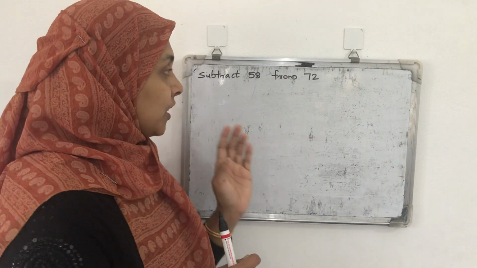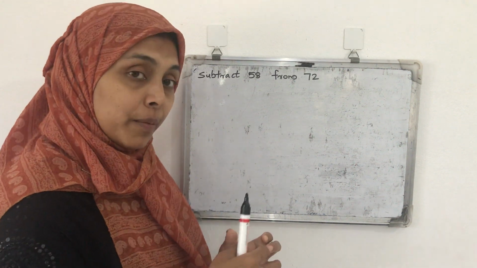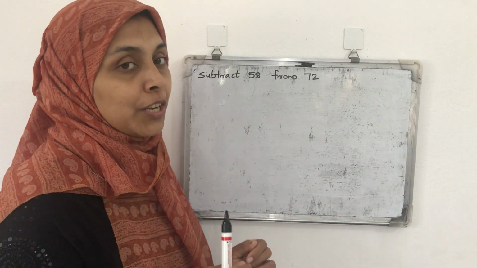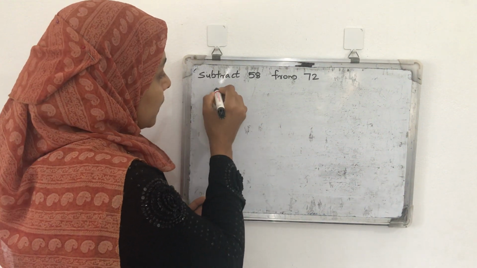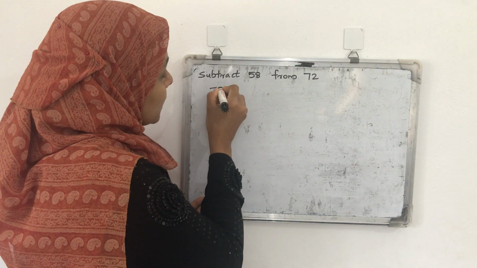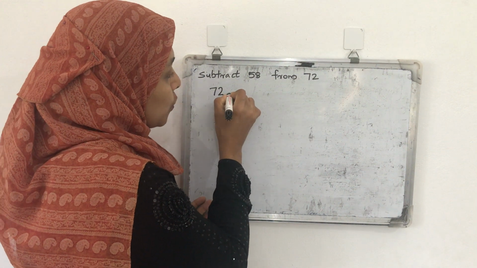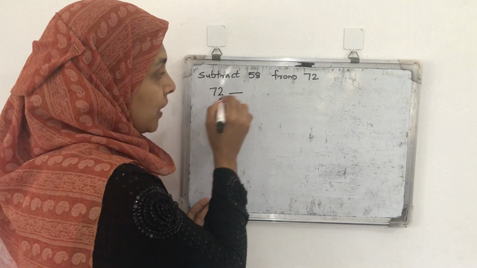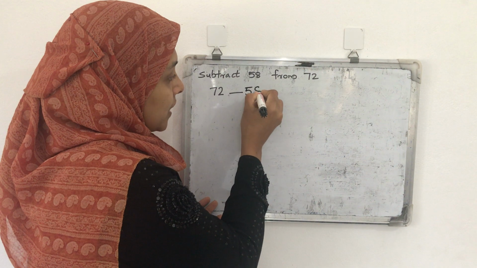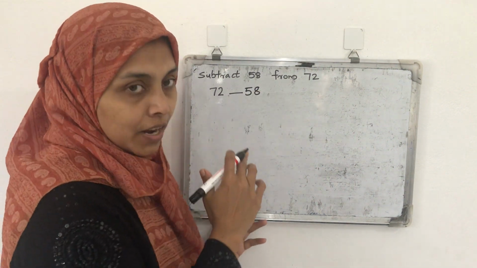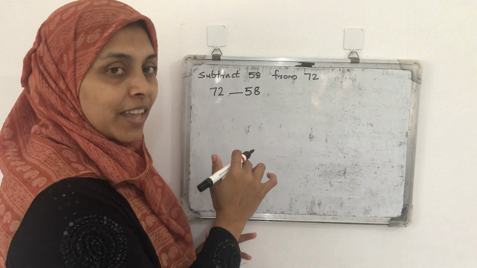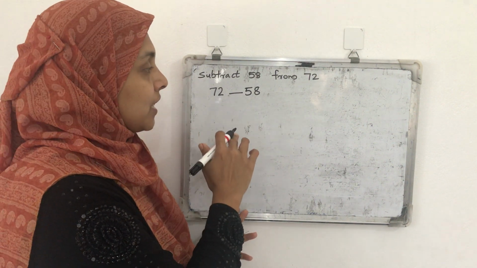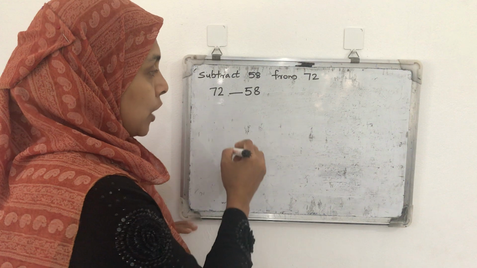We want to subtract 58 from which number? From 72. So how do we write that? First we write this using the subtraction symbol: 72 minus 58. That we already learned. After that we arrange the digits on place values.